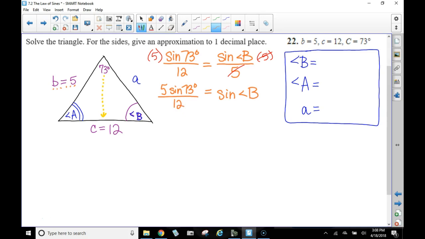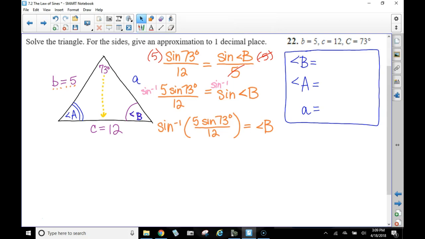Okay? Now, I'm trying to solve for angle B, and so remember what you do to get that sine off of there. You take the inverse sine of both sides. So, the inverse sine of 5 times the sine of 73 degrees divided by 12 is going to be equal to the measure of angle B. Okay? So, let's go to our calculator and let's see what that is.